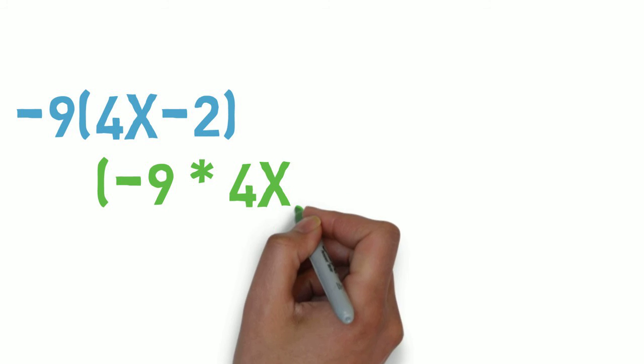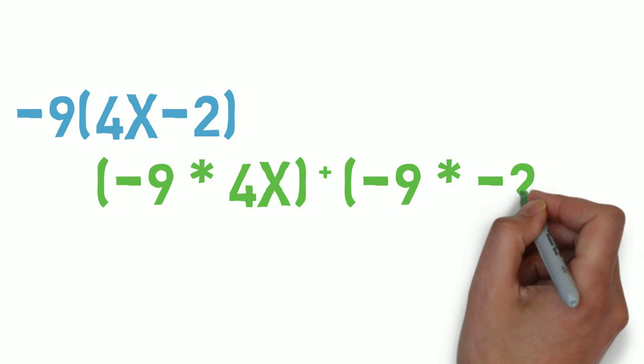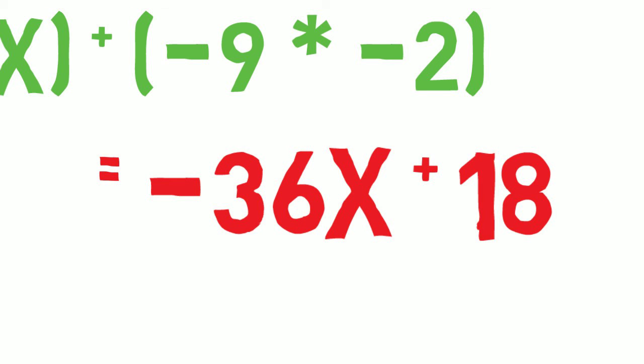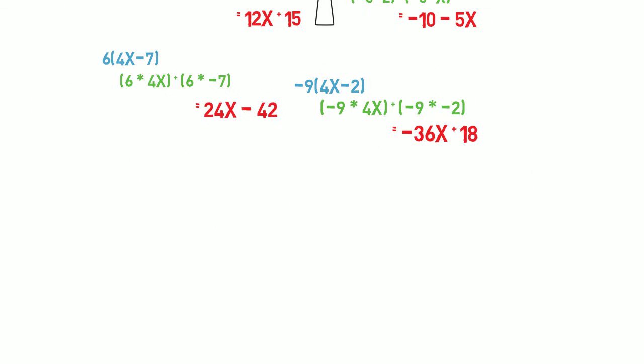All right, so it's going to be negative 9 times 4x plus negative 9 times negative 2. And when we multiply that out, it's going to be negative 36x plus 18. You see where you had the two negatives multiplied? You get your positive 18.